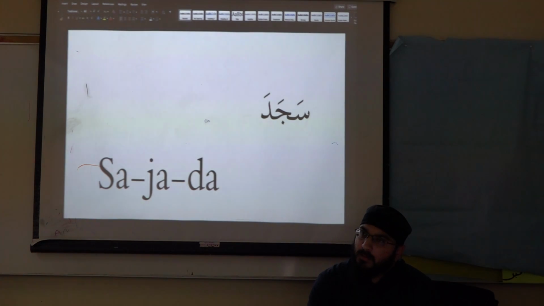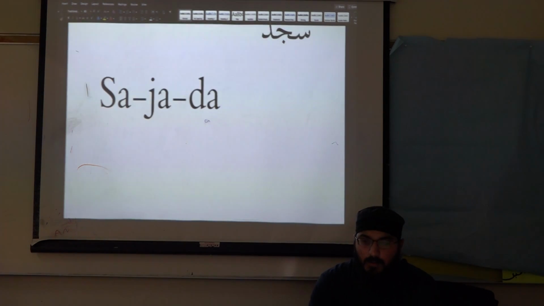So is that true for every verb? Every verb, yes. 99% of them, yes. Okay, sajada, we easily recognize that's the verb. That's one of the ways you recognize it's a verb. It looks like this here.